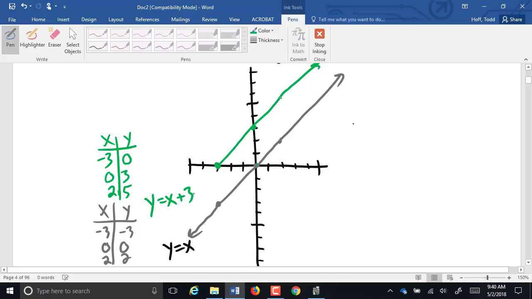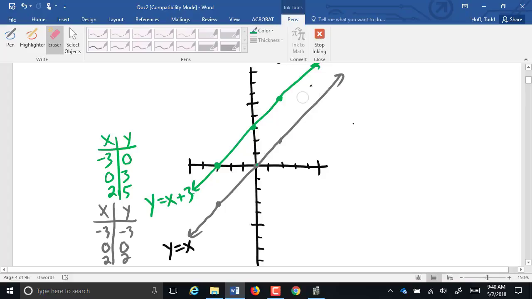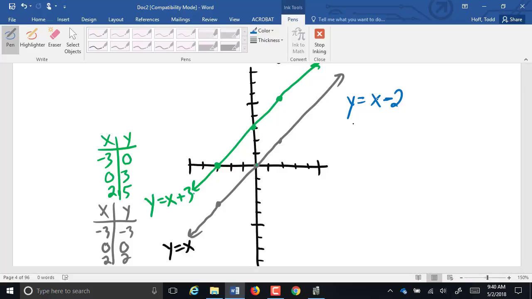So what we get is a line that's parallel to that first line. How has it changed? Well, it's moved up 3 spots, hasn't it? So x plus 3, adding 3, moved it up 3 spots. What if we do something like y equals x minus 2? What do you predict is going to happen there? Yeah, it's going to go back to that gray line. That original line is going to move down 2 spots. Let's affirm that. Let's say x is negative 3 again. What's negative 3 minus 2?